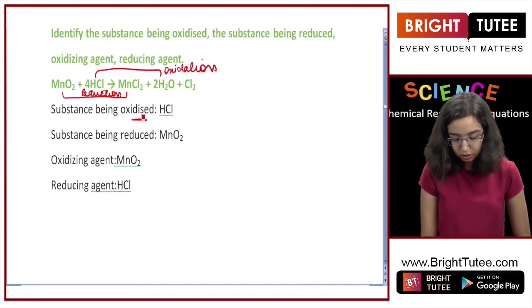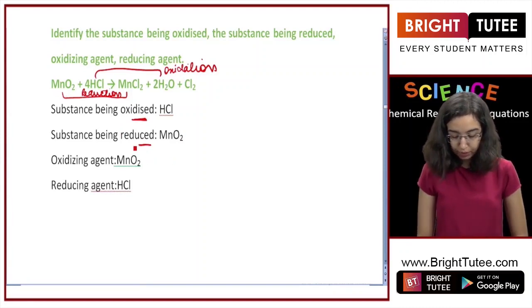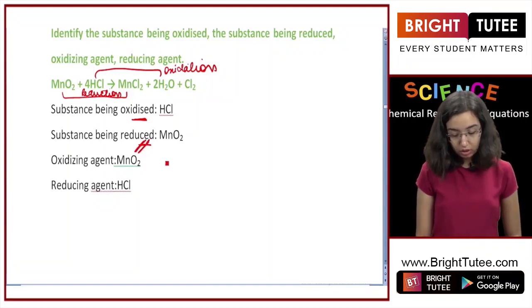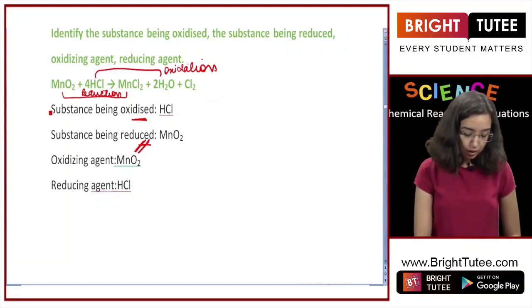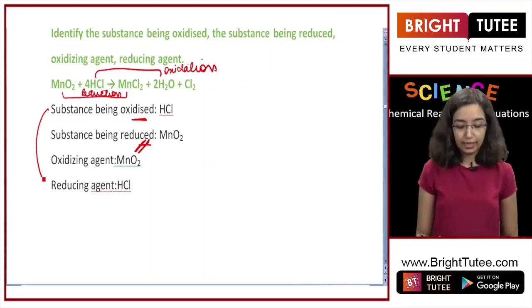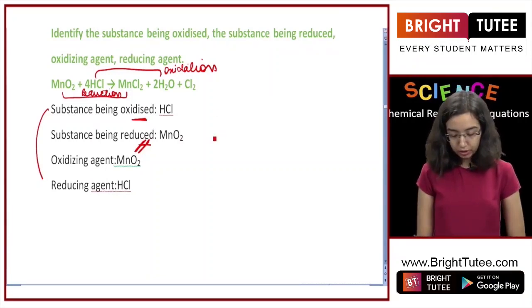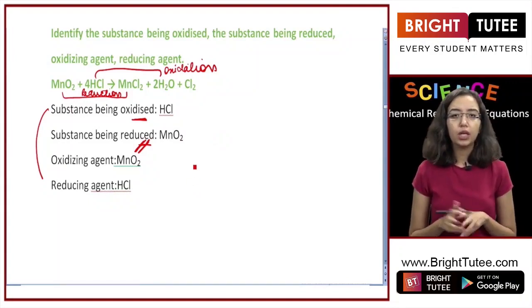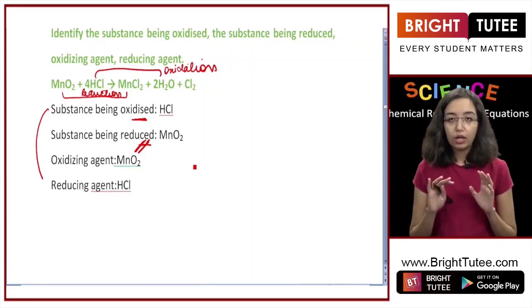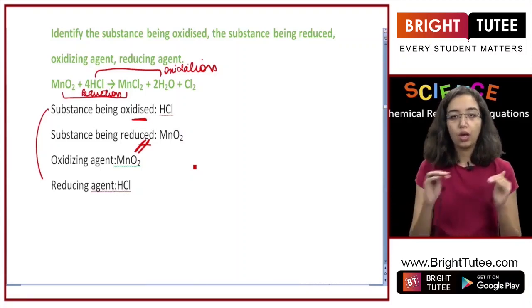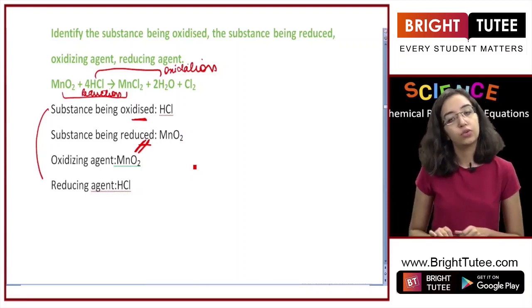Now the substance which gets oxidized here is HCl. The substance which is getting reduced is MnO2. The oxidizing agent is the same substance which is getting reduced, so it will also be MnO2. The same substance which gets oxidized is also the reducing agent, so HCl, right? And so this way we have done this equation. The questions might seem tricky at first, but they really need your concentration. You just have to keep clarity of what is oxidation and what is reduction, what is an oxidizing agent and what is a reducing agent.